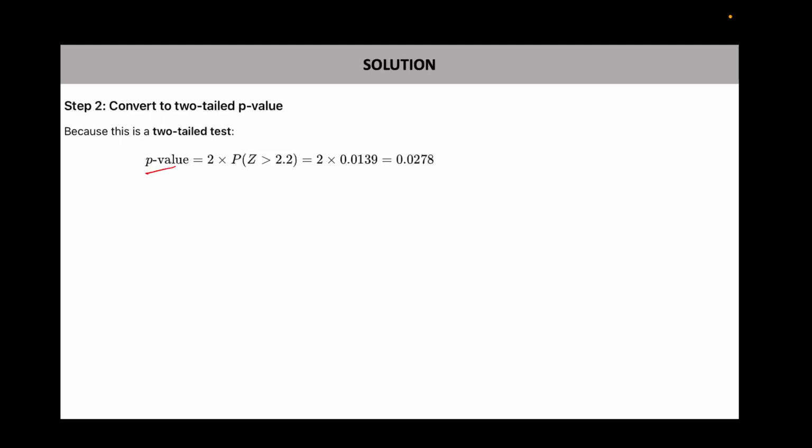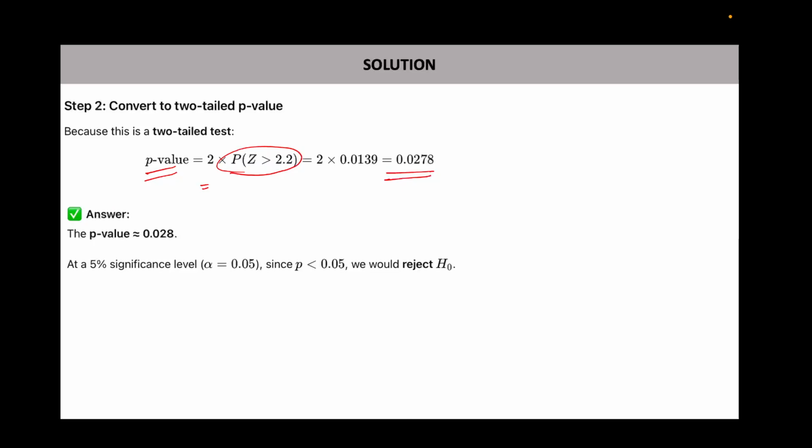To calculate the p-value for a two-tail test, you multiply the value that we previously obtained, which was 0.0139, by 2, and then you get the answer of 0.0278. So the p-value is approximately 0.028. We just rounded this last digit, and we can get the value of 0.028.